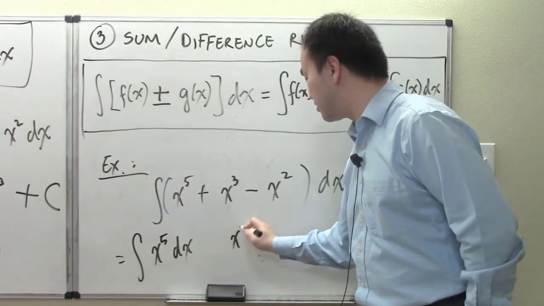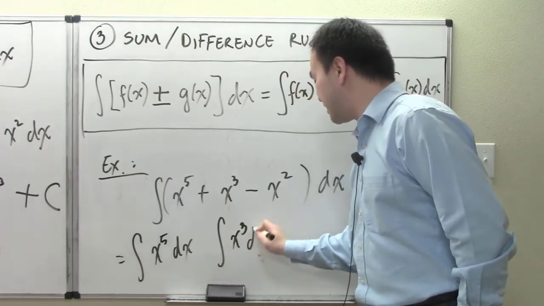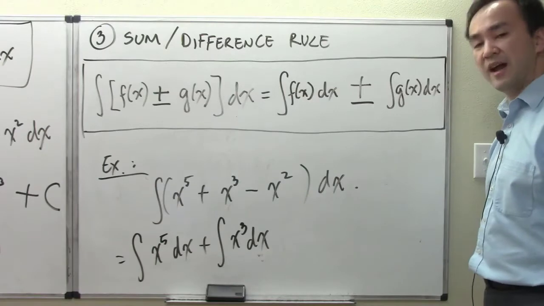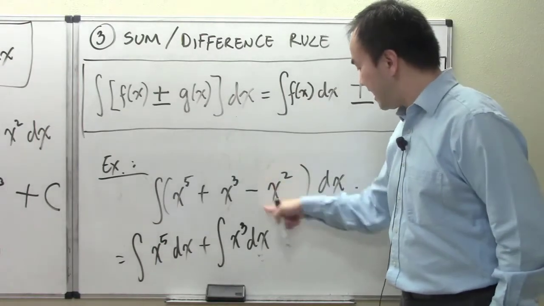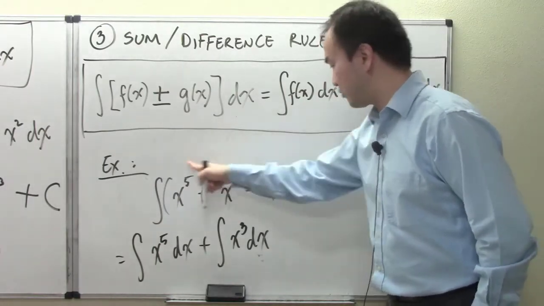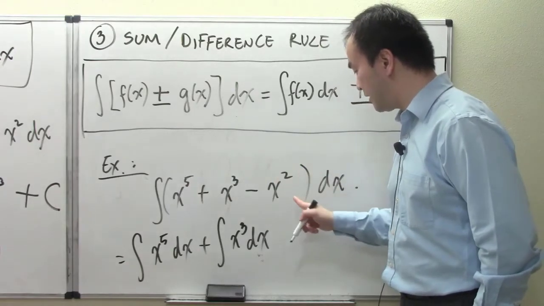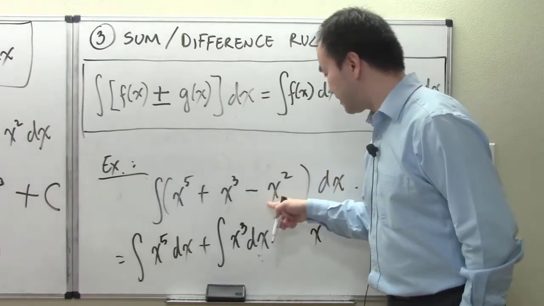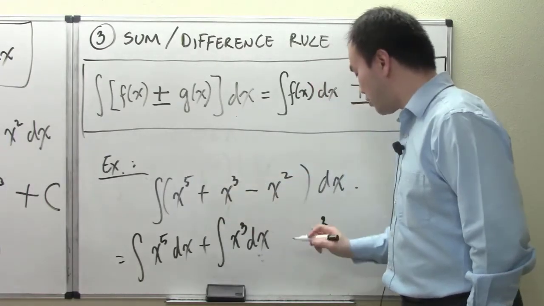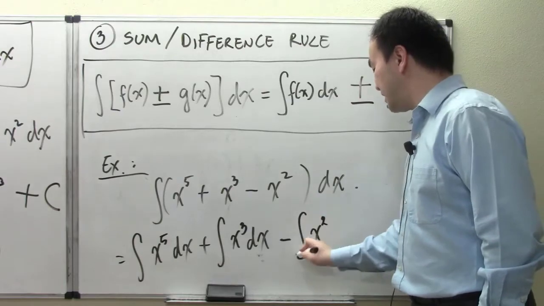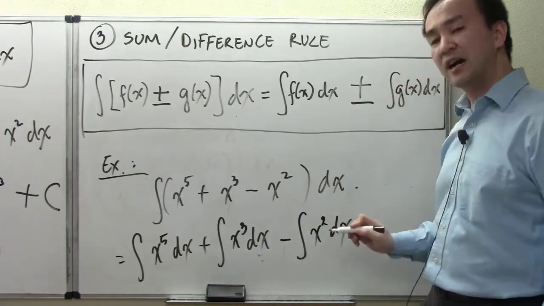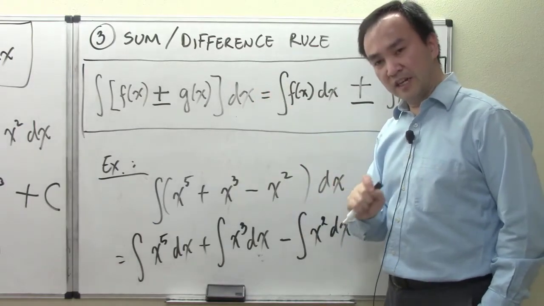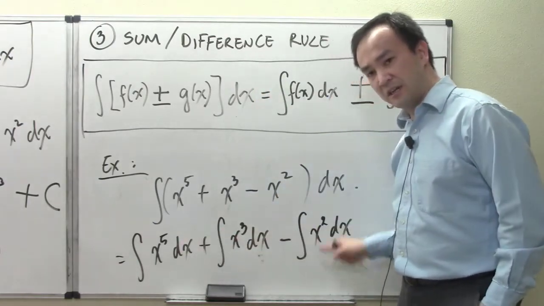So I'm going to have to produce a separate antiderivative for x cubed and add that to the other antiderivative that we've had so far. And then the last term of our original function is an x squared that's connected to the other terms by a subtraction. So now I'm going to subtract the antiderivative of x squared. And that's how this rule allows us to find the antiderivative term by term.